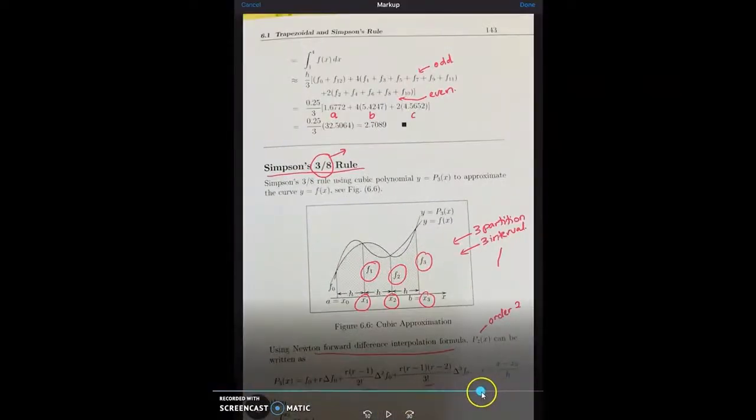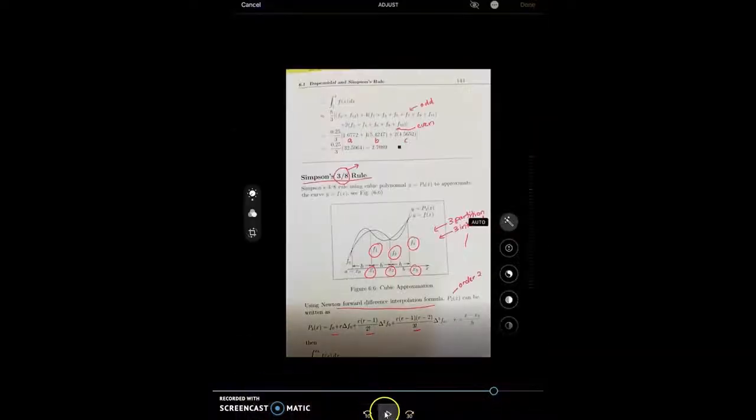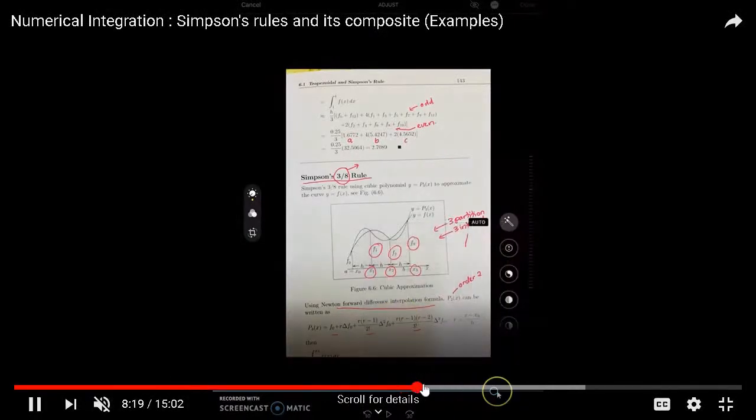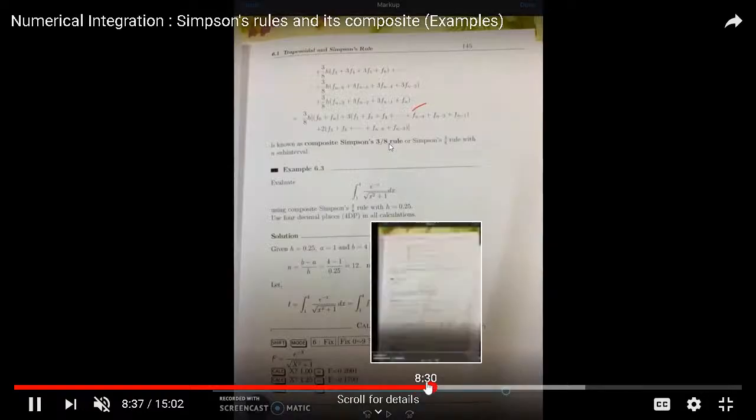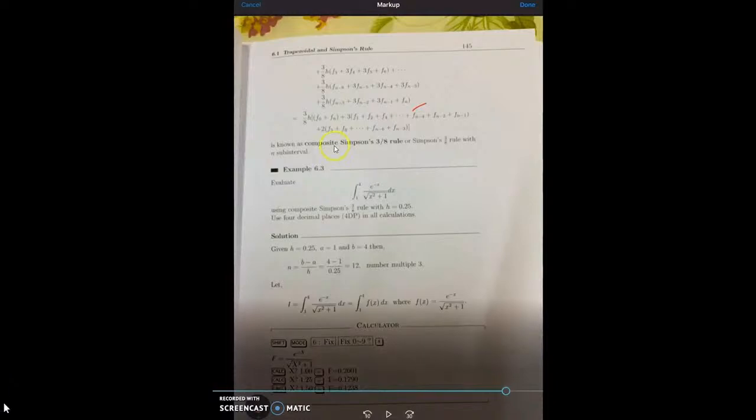So we also develop 5 columns to solve the problem using Simpson's 3/8. There is no proof about Simpson's 3/8, how to create it or how to prove it, but you need to know how to apply the composite Simpson's 3/8 rule. All right, Simpson's 3/8 rule and its composite. Now let's move to the example. The formula for Simpson's 3/8, you can see here.